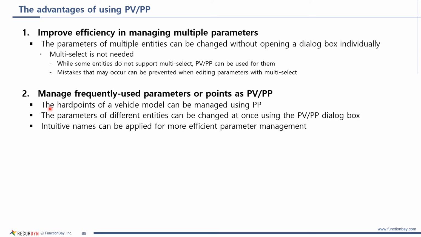Similarly, you can manage frequently used parameters or points by setting them to PV or PP. For example, after setting all the hard points of a vehicle model to PP, you can manage them in the PP dialog box. It is also possible to edit different entities at once, such as radius, contact parameter, joint friction, and others in the PV and PP dialog boxes. Even with multi-select, it is rather cumbersome to edit different entities at once. However, using PV and PP makes it much easier.